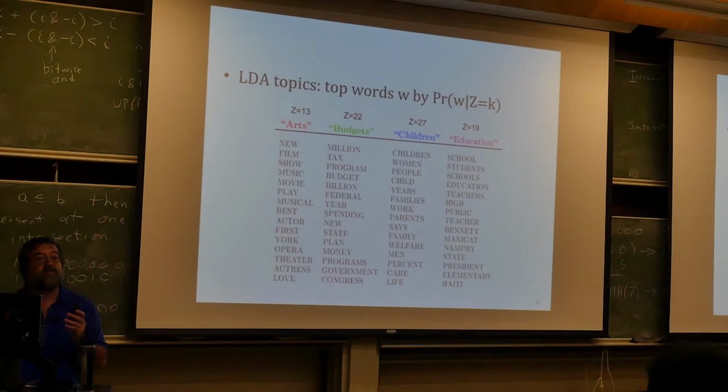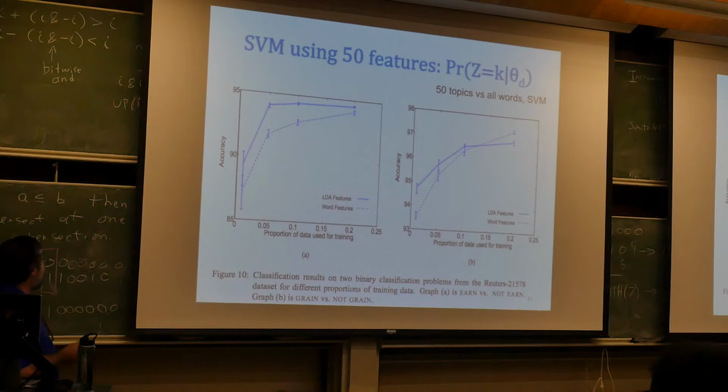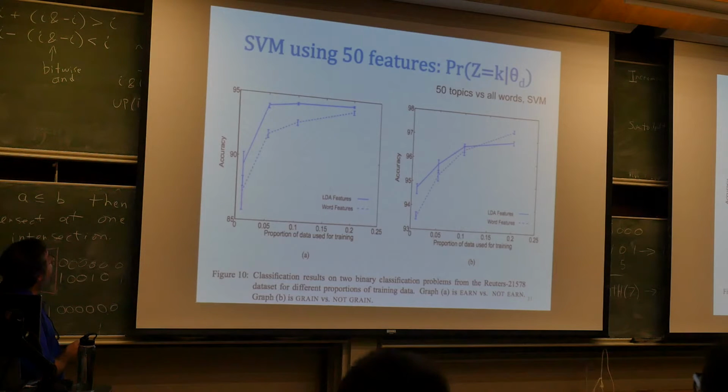And every topic is associated with a multinomial over words. So that's the big estimation problem. SVM works pretty well. So here are a couple of examples.